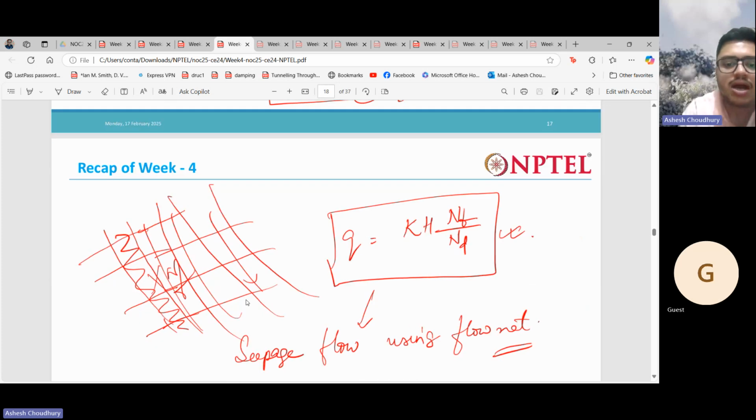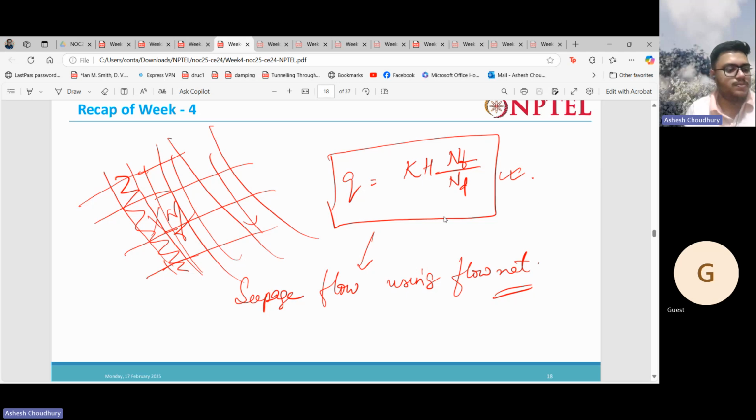And we saw how we can calculate the seepage using the flow net: flow is q = k H Nf/Nd, where Nf is the number of flow channels, that is, the number of channels formed by two flow lines, and Nd is the equipotential drop.